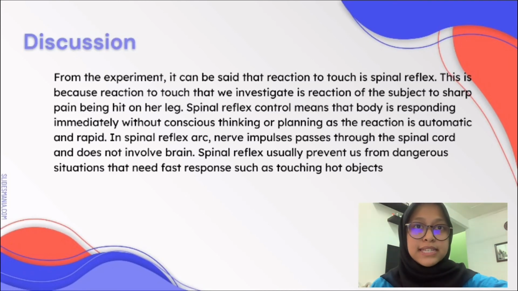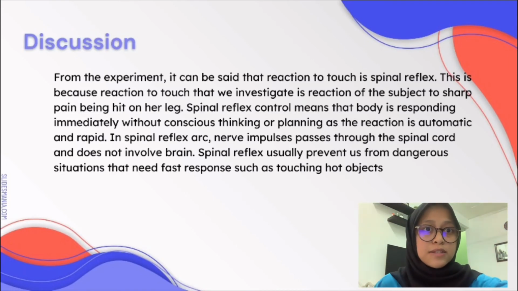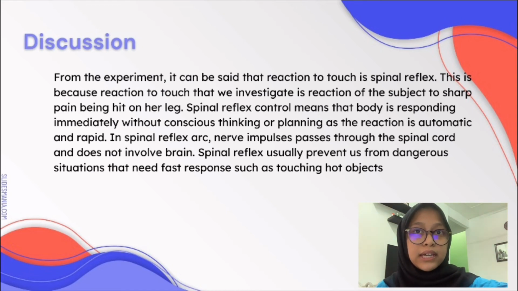From the experiment, it can be said that the reaction to touch is a spinal reflex. This is because the reaction to touch that we investigate is the reaction of the subject to sharp pain from being hit on her leg. Spinal reflex control means that the body is responding immediately without conscious thinking or planning, as the reaction is automatic and rapid. In a spinal reflex, the nerve impulse passes through the spinal cord and does not involve the brain. Spinal reflexes usually prevent us from dangerous situations that need fast responses, such as touching hot objects.